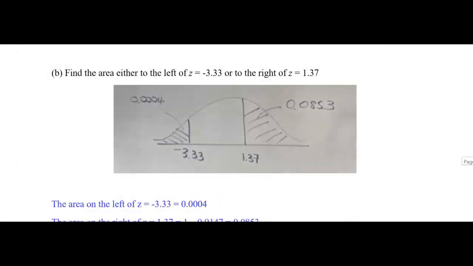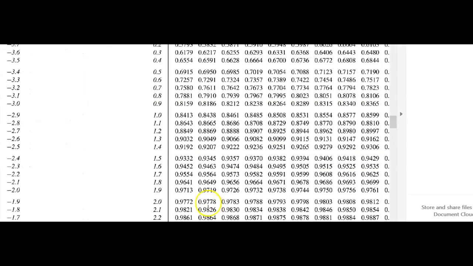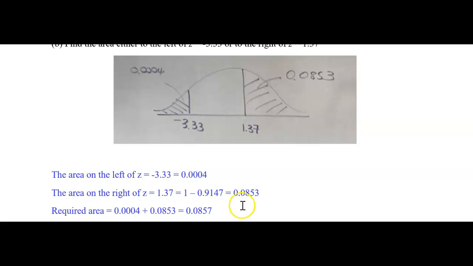All right, the area to the right side of 1.37. So we find 1.37 first. 1.37, 0, 1, 2, 3, 4, 5, 6, 9. But that is the area to the left. If we want the area on the right side, we minus this number from 1. And that's what we did here. 1 minus 9147, and we get 0.0853. So to find the area either to the left of that or to the right of that, we add these two areas, and that's what we have.